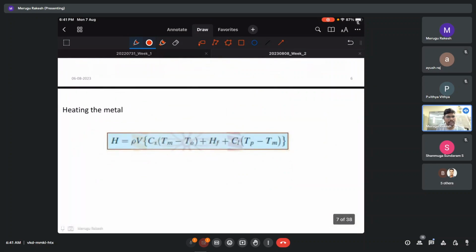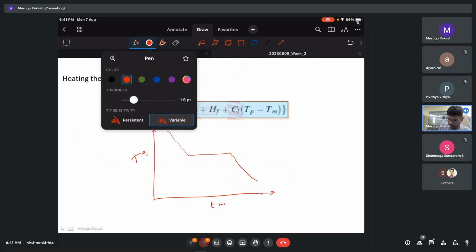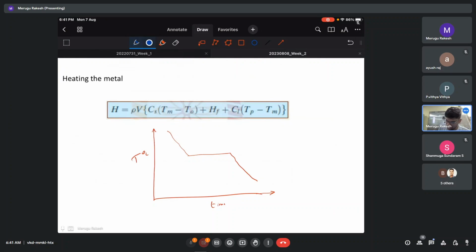So before moving on, just an introduction to heating the metal. This is the formula that represents how to calculate the enthalpy or heat that is provided to these materials. So let me explain this with a simple graph. I'm taking a pure metal. This is temperature versus time. This is our pouring temperature, this is our melting temperature, and this is our room temperature. Okay, so right now if you see, we have three regions: one, two, and three.